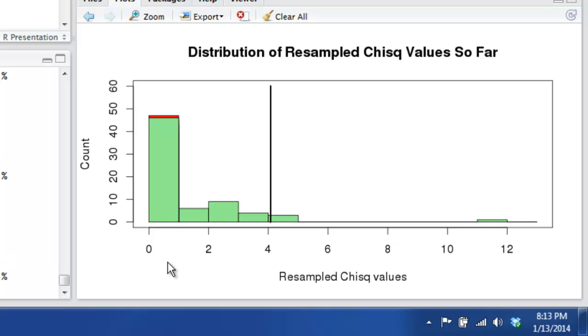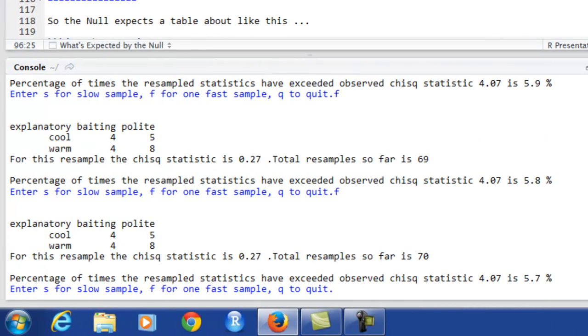Tell you what, 70 is enough times. I'm getting a little bit tired. So in my 70 resamples, only 5.7% of the time did I get a chi-square statistic that was bigger than 4.07.